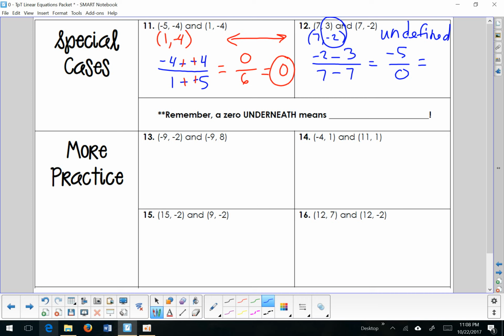And if you remember from the last video, when Slope Dude was skiing and he went over that hill, undefined, right? Its graph was a vertical line. So remember, anytime you have a 0 underneath, that means you have to write the word undefined. So fill that in your notes here, undefined.